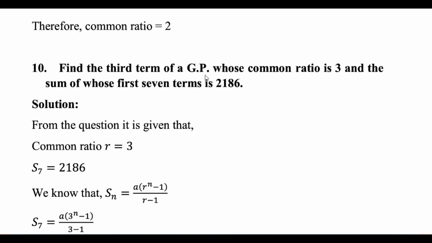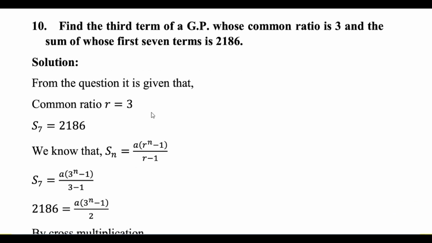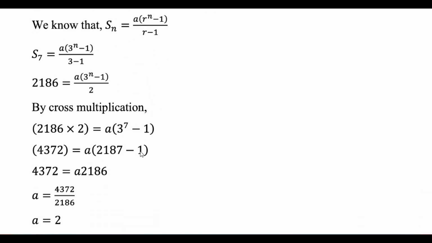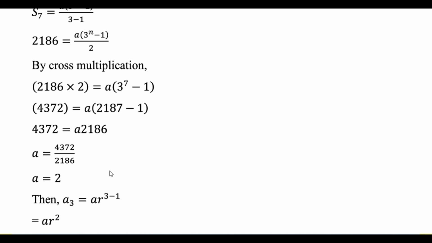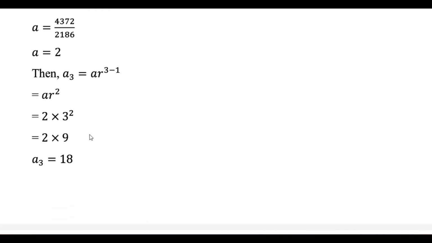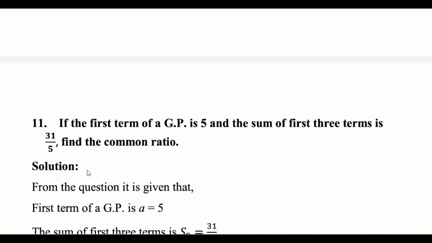Find the third term of a GP whose common ratio is 3 and the sum of whose first 7 terms is 2186. So r is given as 3, S7 is equal to 2186. Use the summation formula and put the required values. After that, cross multiplication, you will get the first term, a is equal to 2. So a3, that is ar to the power 3 minus 1, that is ar square. So put the values of a and r, you will get a3 is equal to 18.